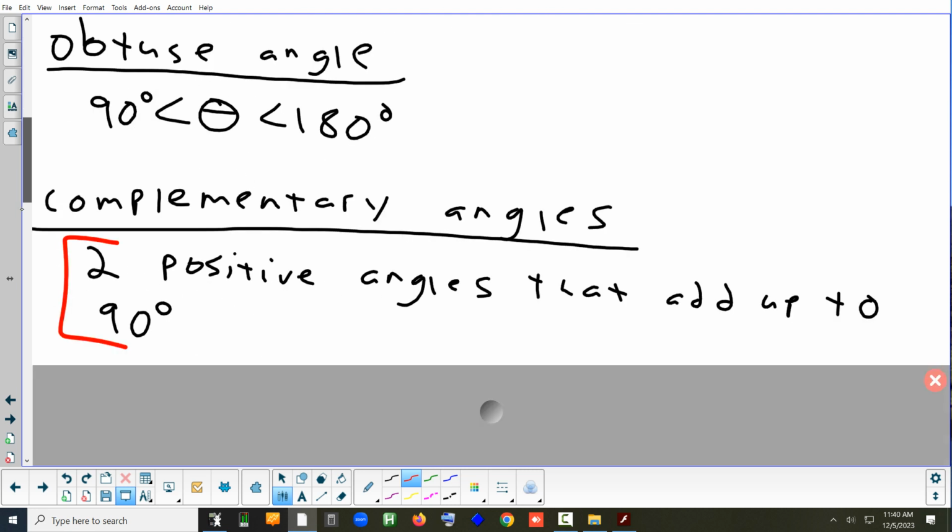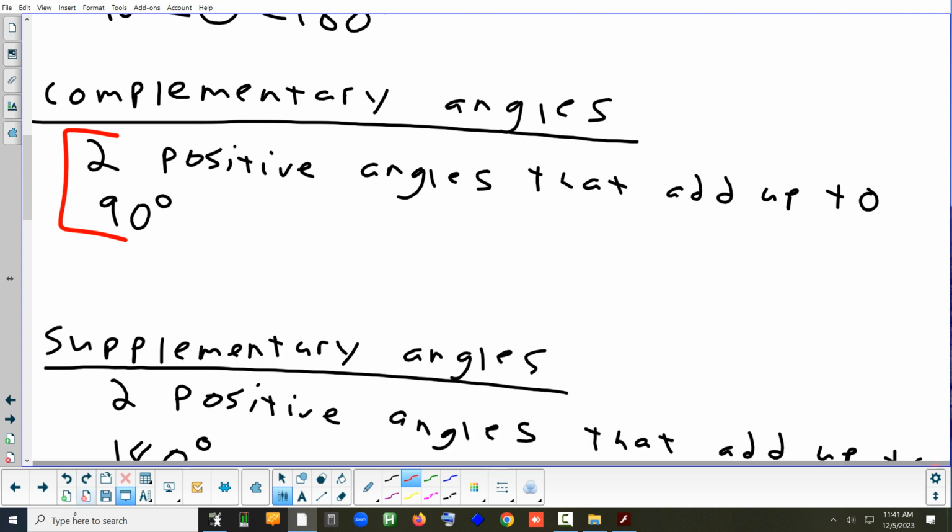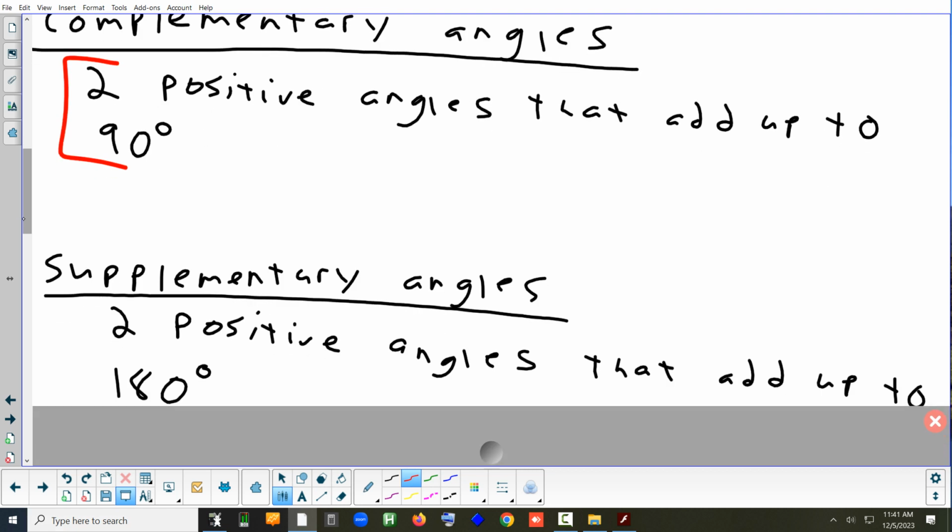And then the next category applies to a pair that adds up to 180. What do we call that? Supplementary. Again, same deal there. If you had a 200-degree angle and a negative 20-degree angle, you may say that adds up to 180. It's not supplementary. Negative angles do not have complements or supplements. You cannot find an angle that's complementary to negative 10. It doesn't exist.